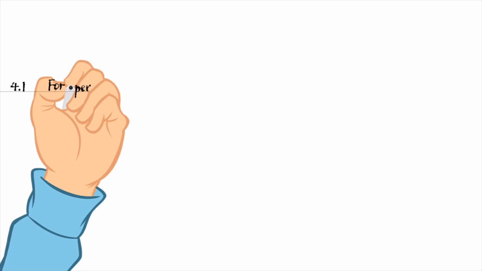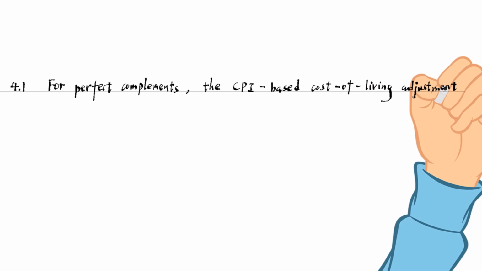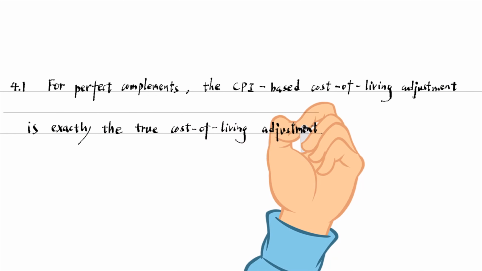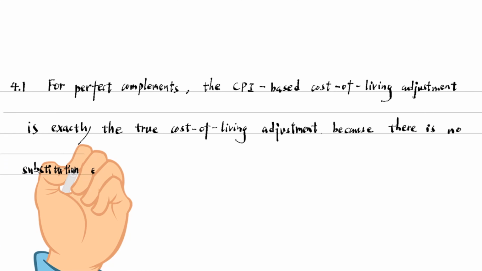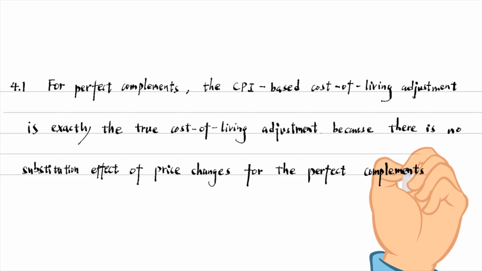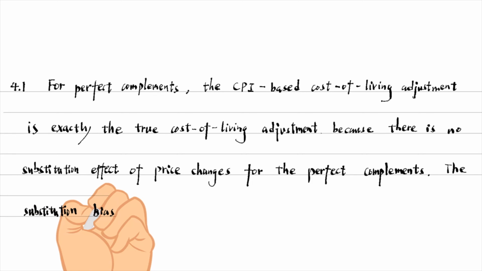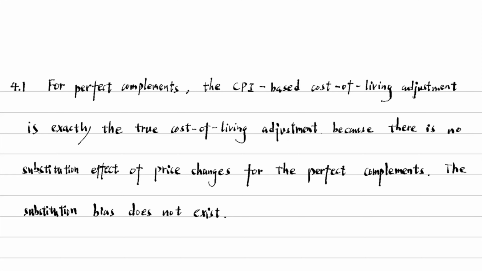For perfect complements, the CPI-based cost of living adjustment is exactly the true cost of living adjustment, because there's no substitution effect of the price changes for perfect complements. The substitution bias does not exist. The CPI reflects the true cost of living index.